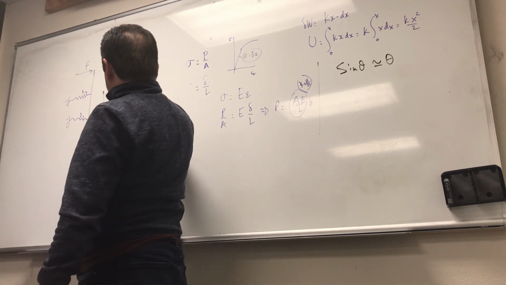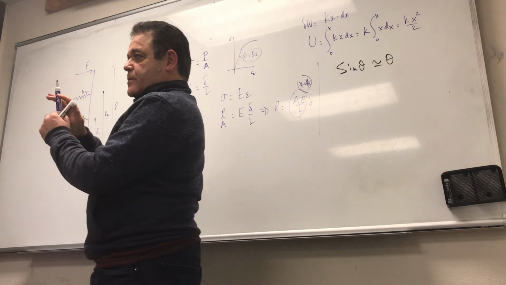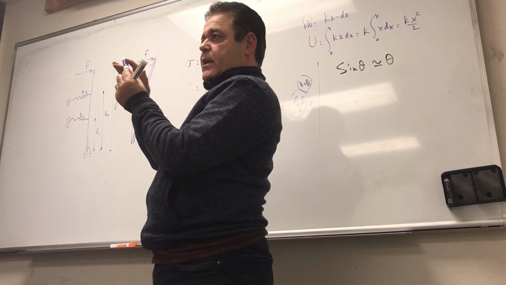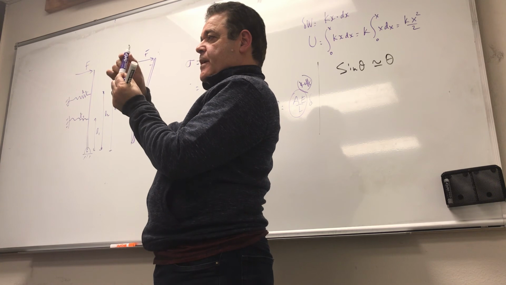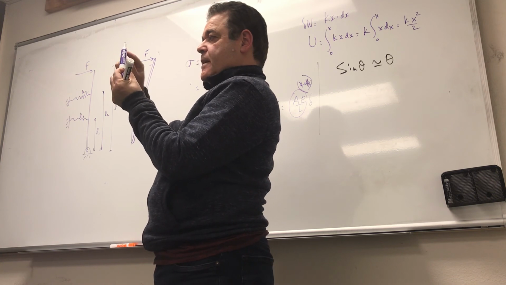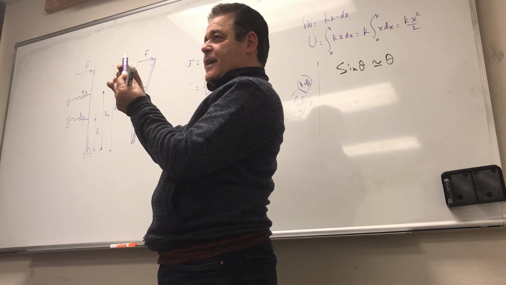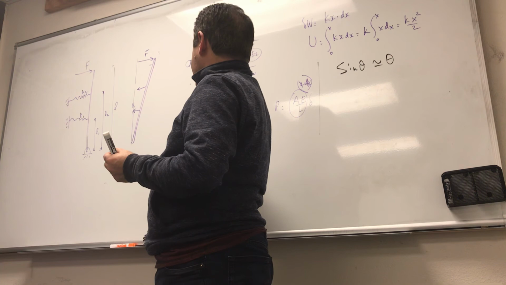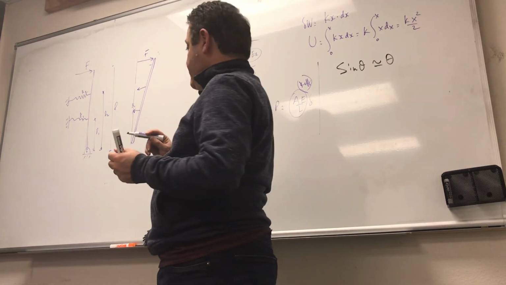I'm exaggerating this. Remember when you have something that is rotating, remember what I told you in dynamics and everywhere? Anytime you have something that is rotating about a fixed point, the distance this guy moves is equal to the length times the angle. S equals R theta. That is approximate when the angle is small, obviously, right?